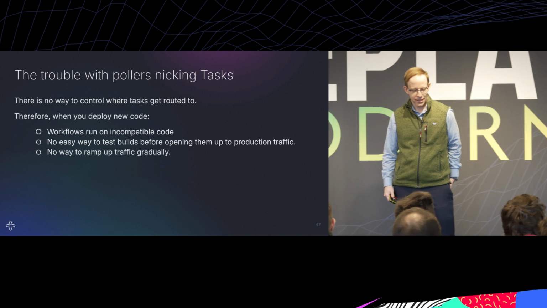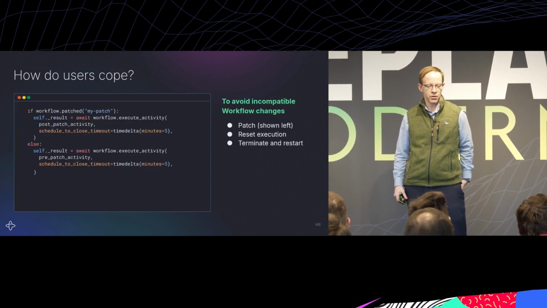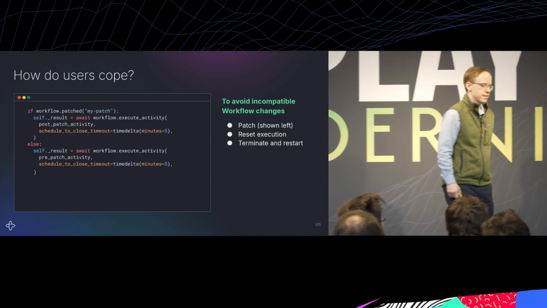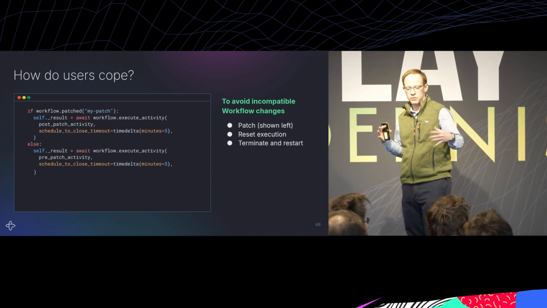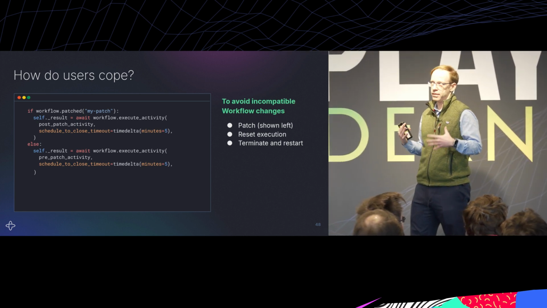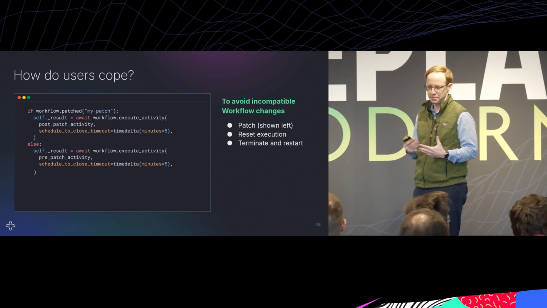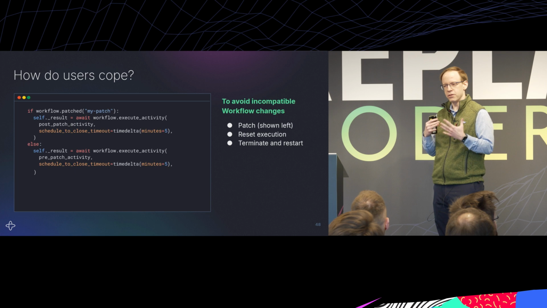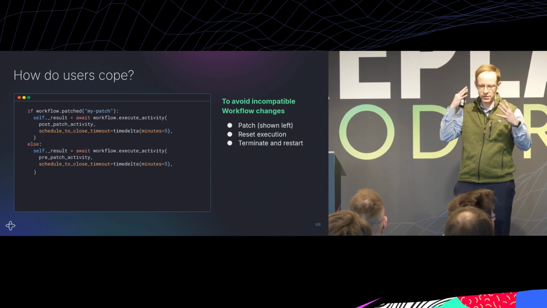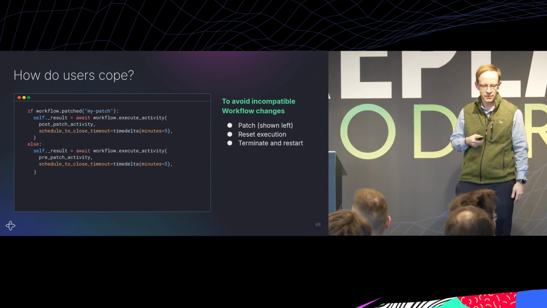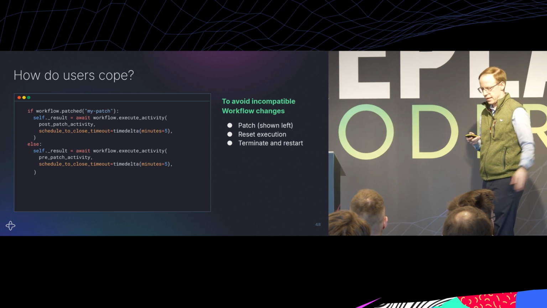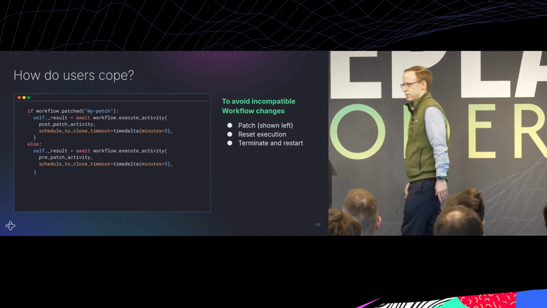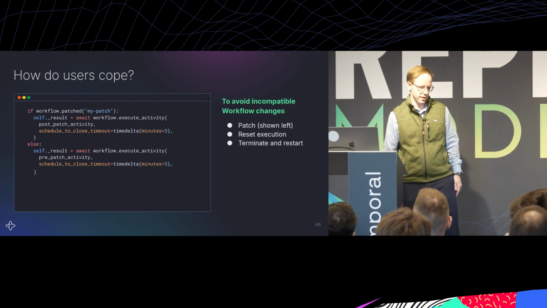So how do users cope today? There's a bunch of different ways. Everybody has their own flavor of how to deal with this. The sanctioned way is to do patching, or in Java and Go, it's just called versioning. In this, you're setting up a feature flag in your workflow, and you have to think about 2 different versions of the code at once, and it's kind of brain bending. Other people just say, screw that, I'm just going to reset my workflow or terminate and restart my workflow. None of these are good.